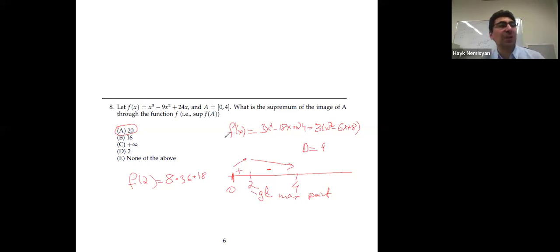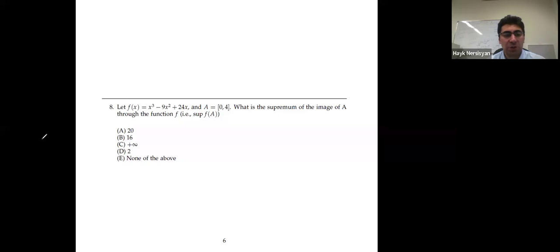So the supremum of the image is the same as the maximum value of our function, the global maximum. So we did it. Questions? No. Any question? Let me switch the test.